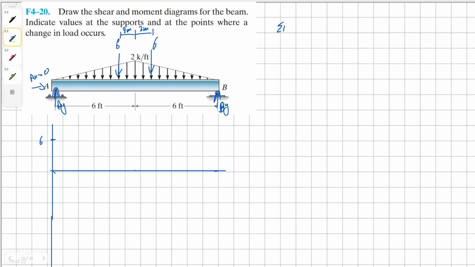We're going to take a moment about the point B in order to find a solution for AY. So we can have X counterclockwise 4 meters or 4 feet away, and then we have counterclockwise 6k pounds, 8 meters away. Finally, we have clockwise AY 12 feet away, all equals to 0.